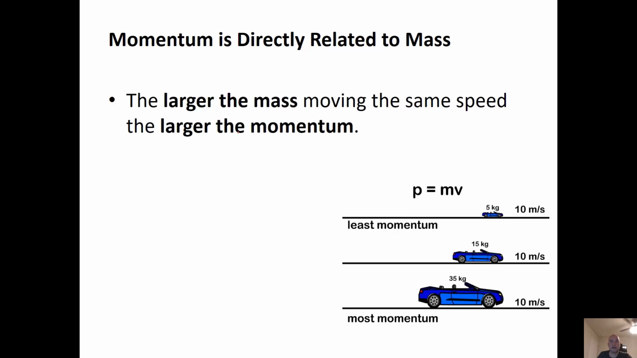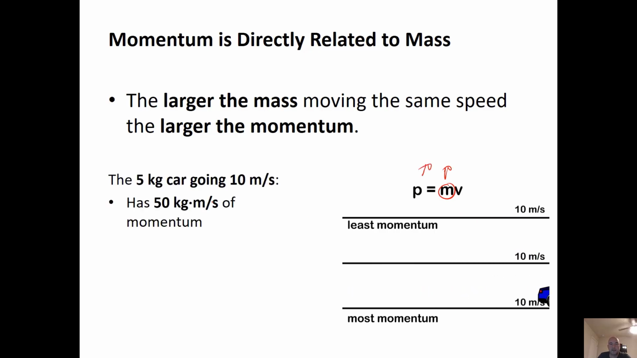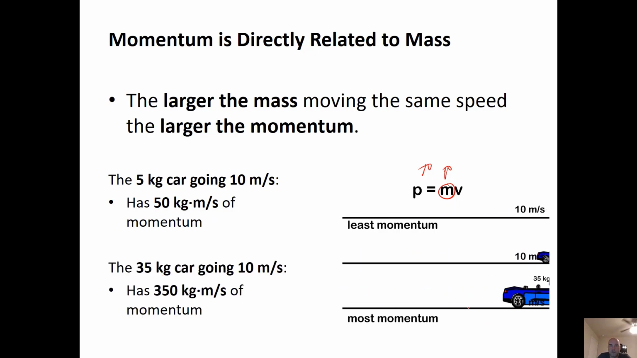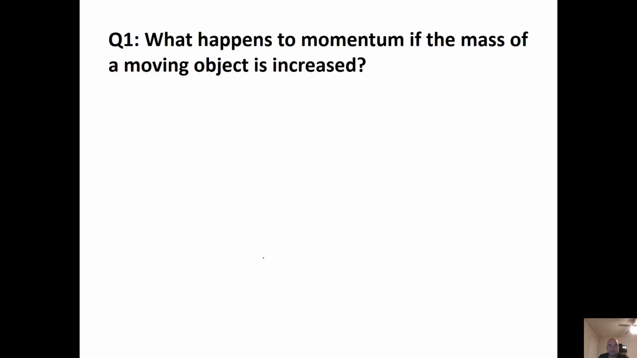Momentum is directly related to mass. The larger the mass, moving at the same speed, so this goes up, that goes up. So we can see a 5 kilogram car going 10 meters per second, multiply those two together to get momentum, you get 50 kilograms times meters per second. If you have the bigger car over here, 35 kilogram car going 10 meters per second, same speed, the velocity is the same, the momentum changed because of the mass. So multiply 35 times 10, you get 350 kilograms times meters per second.